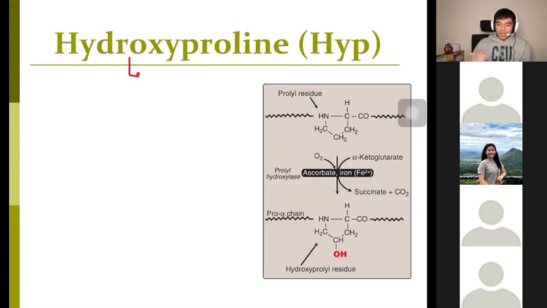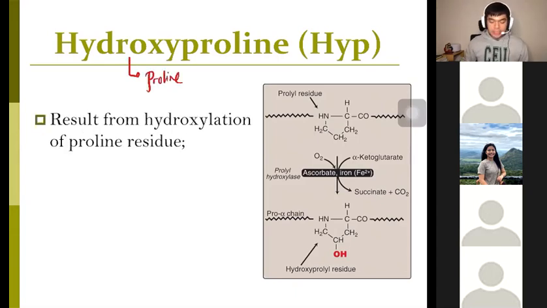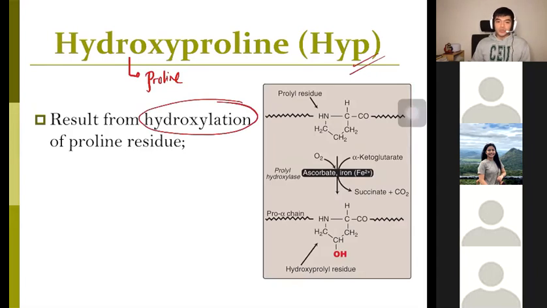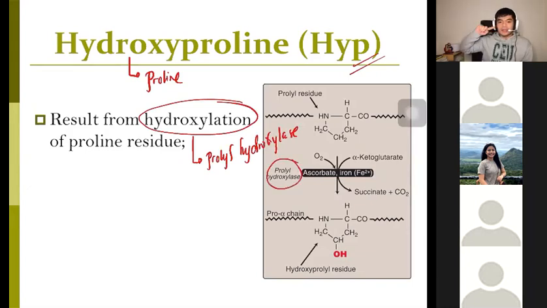Apparently, hydroxyproline comes from the standard amino acid proline. So it also comes from the standard amino acid proline. And this derived amino acid is produced because of the hydroxylation reaction of proline residue. Now, the responsible enzyme for the hydroxylation of proline is what you call prolyl hydroxylase, as shown in the figure. Okay, again, prolyl hydroxylase. Listen carefully.